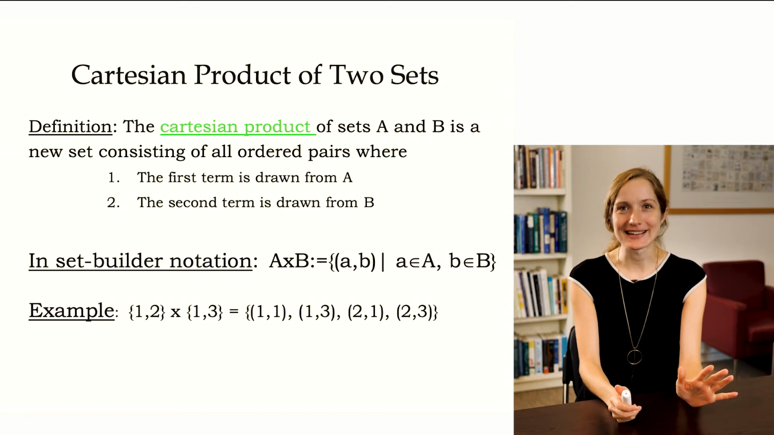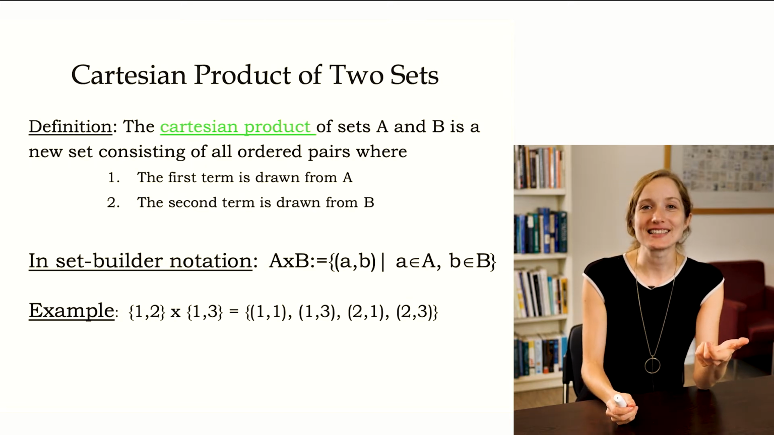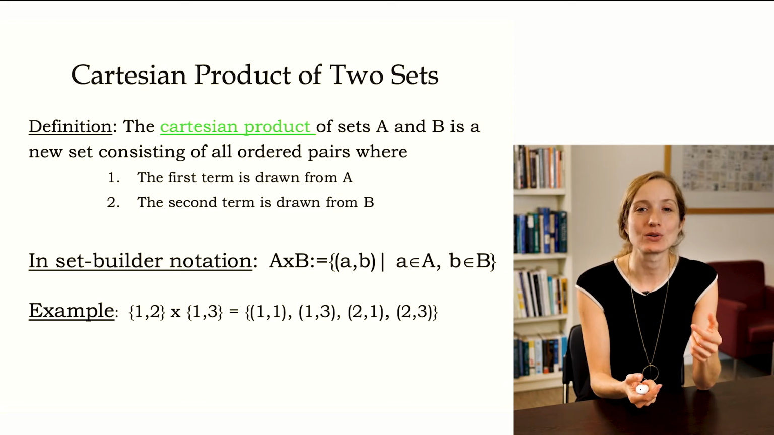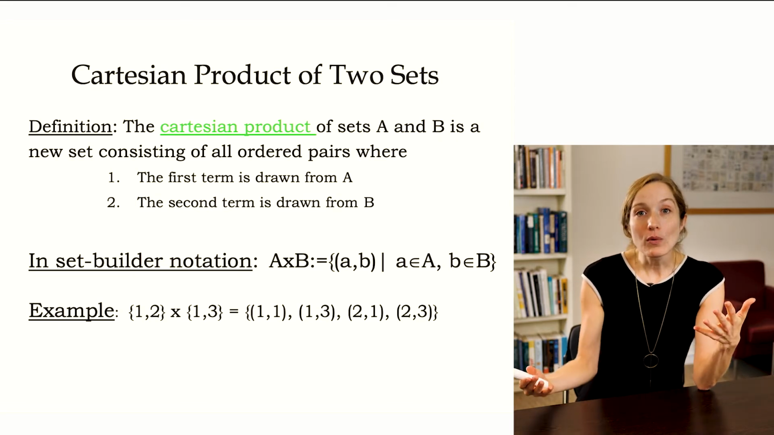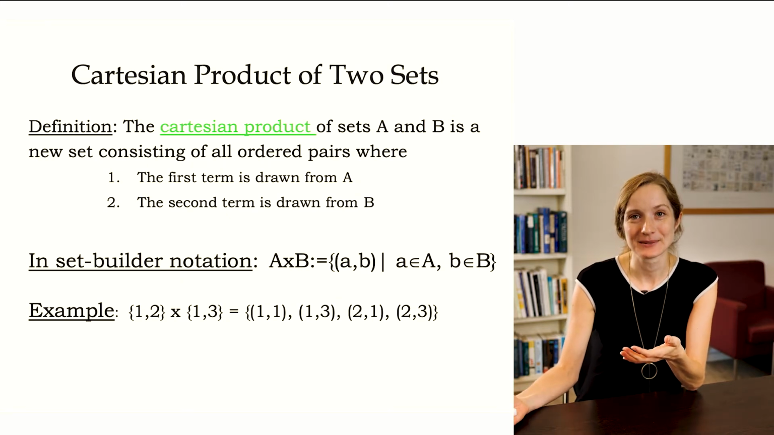Okay, so what's an example of this product? Say that my first set contains the elements 1 and 2, and my second set contains the elements 1 and 3. What will be my resulting Cartesian product of these sets?